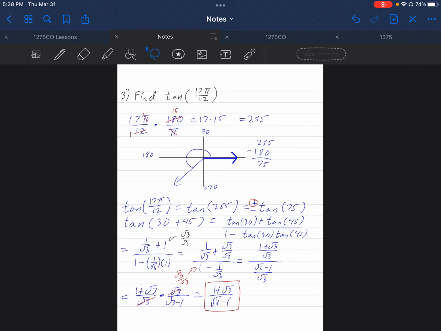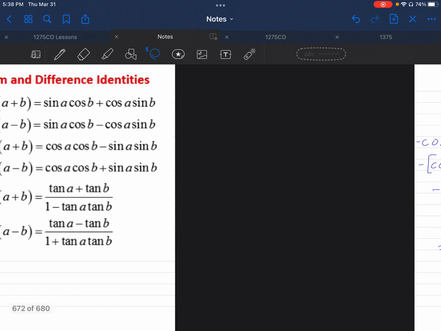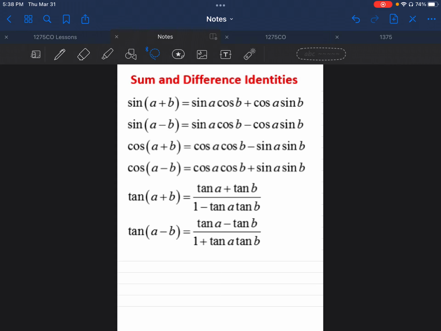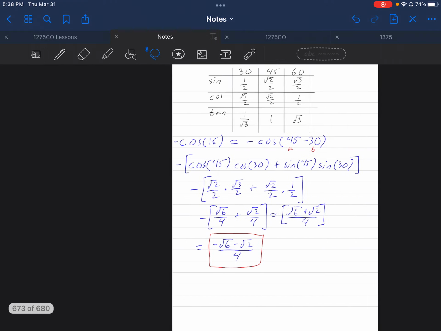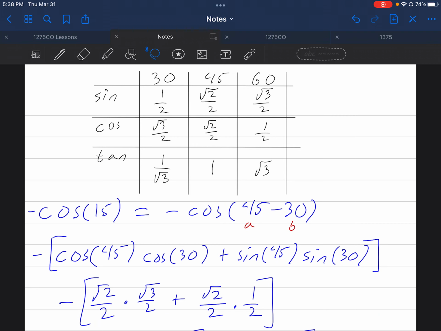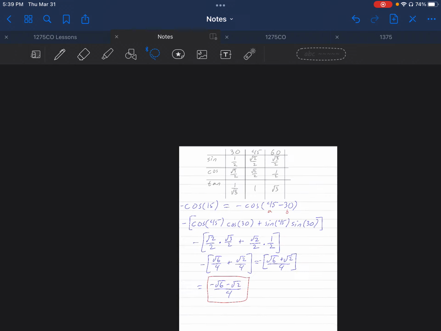So that's an example of a sum formula. And again, if you're using sine function, you can use a plus b or a minus b, depending on whatever you need. Find the reference angle, and then you should be able to combine any two of these angles to get that reference angle accordingly.